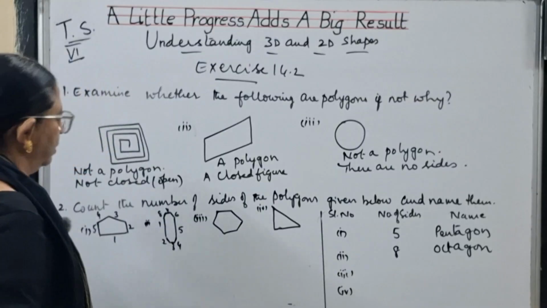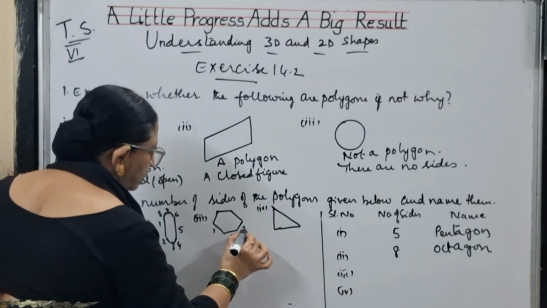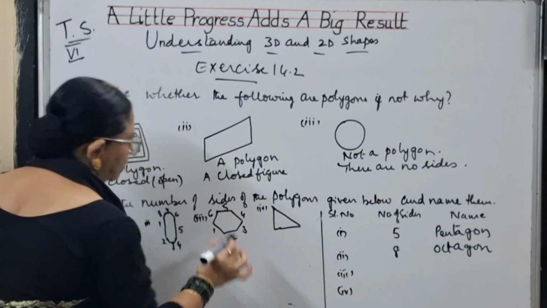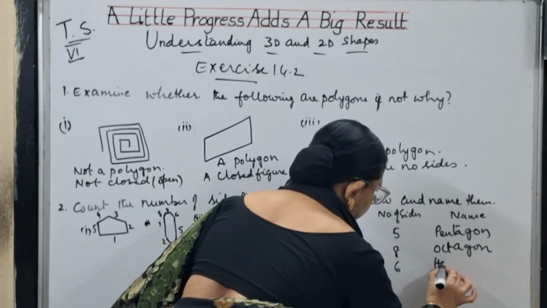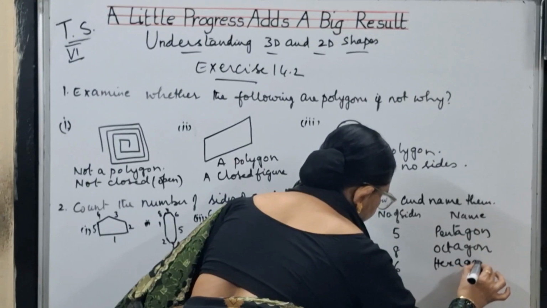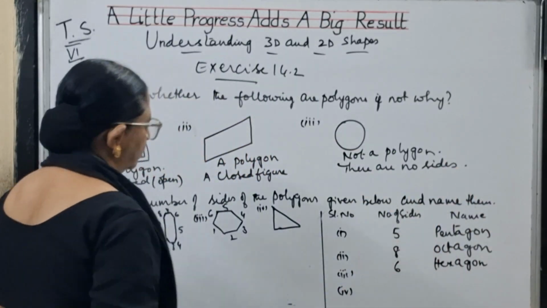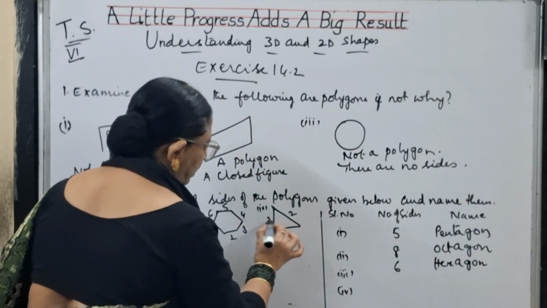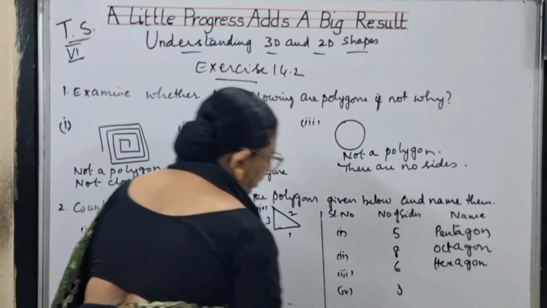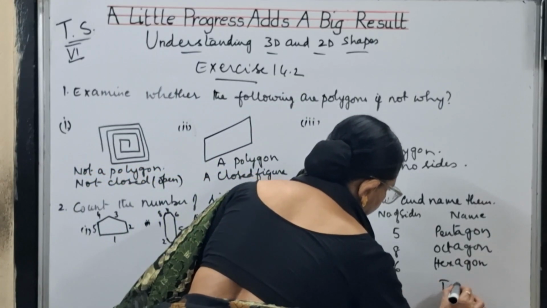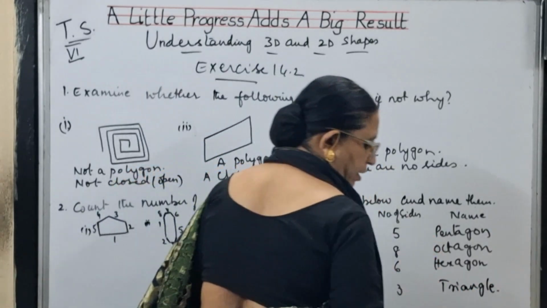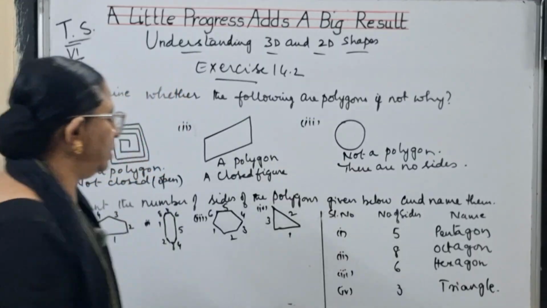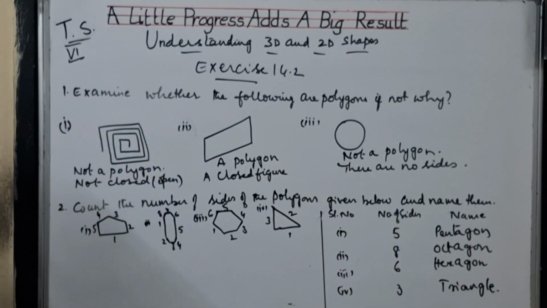Next, third one. It has 1, 2, 3, 4, 5, 6 sides. So it has 6 sides. So we call it a hexagon. And fourth one, 1, 2, 3 sides are there. So we call it a triangle. So these are all the answers for this problem, children. Please note it down. Exercise 14.2, first and second problems.